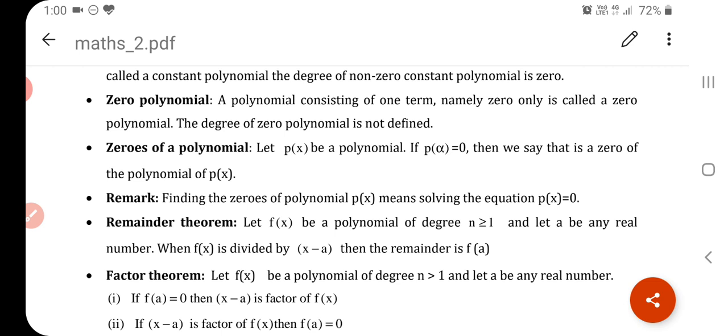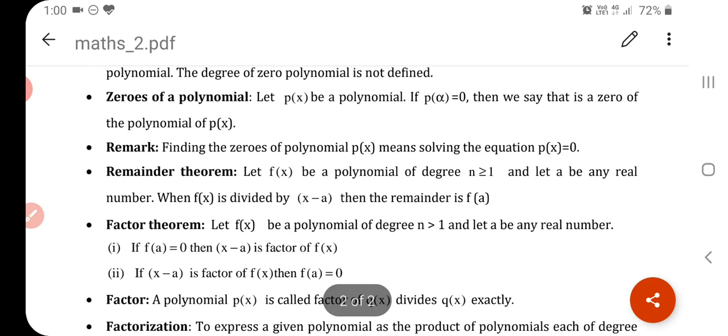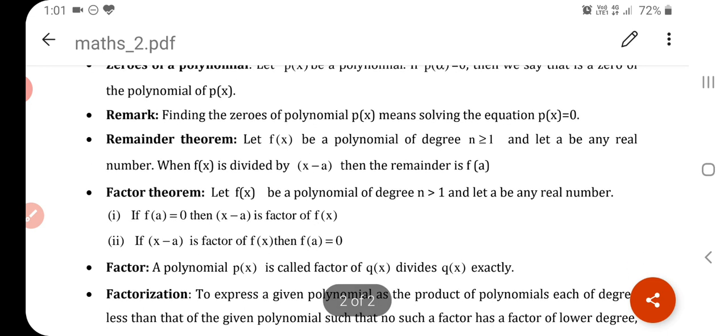Okay, zero of a polynomial. Let p(x) be a polynomial. If p(alpha) is equal to 0, then we say that alpha is a zero of the polynomial p(x). Okay student, these are the notes. आप इसे नोट्स के रूप में भी रख सकते हैं अपने पास में. These are notes for polynomial and it's also helpful to you.